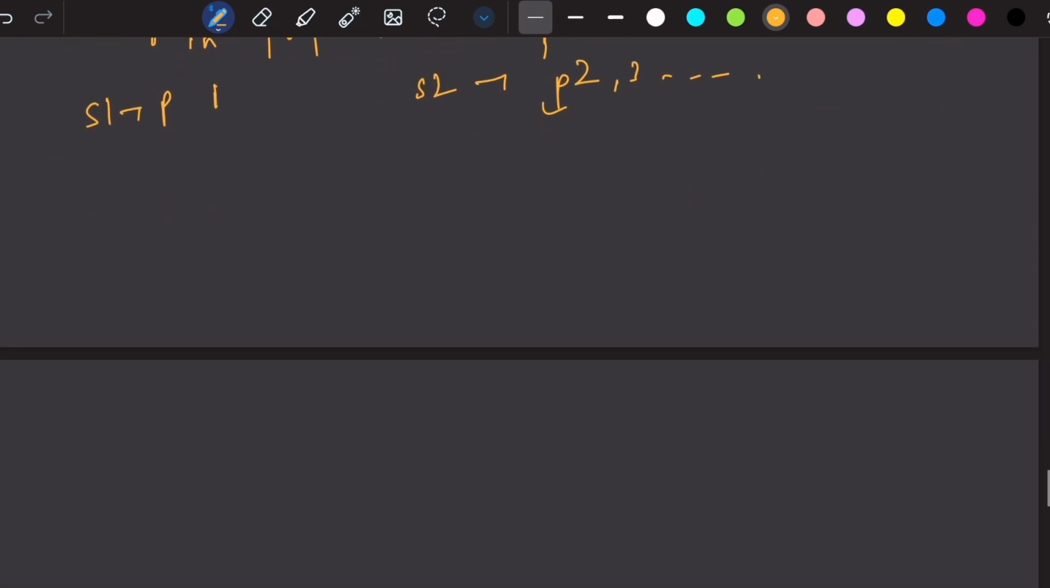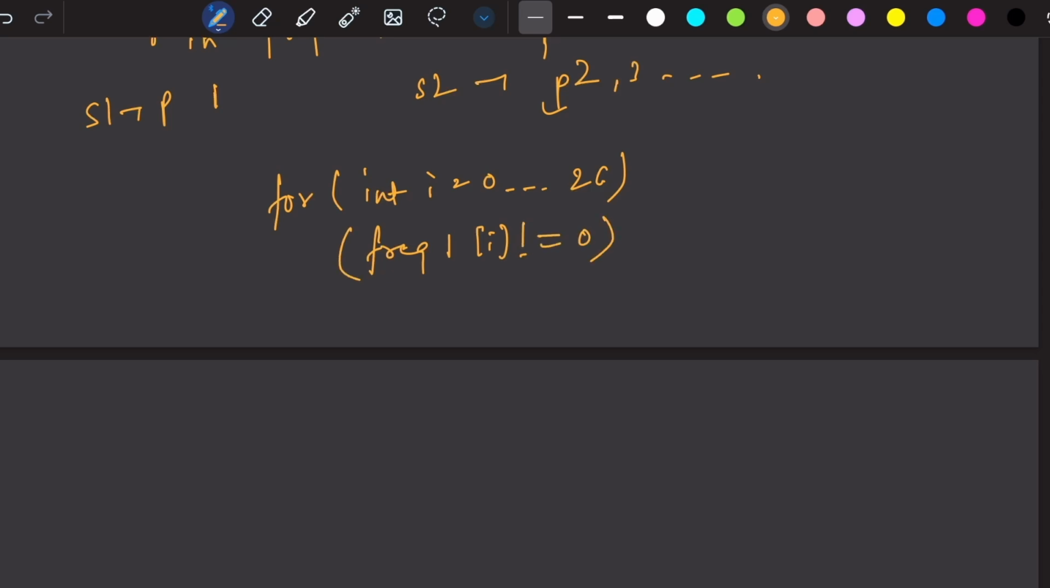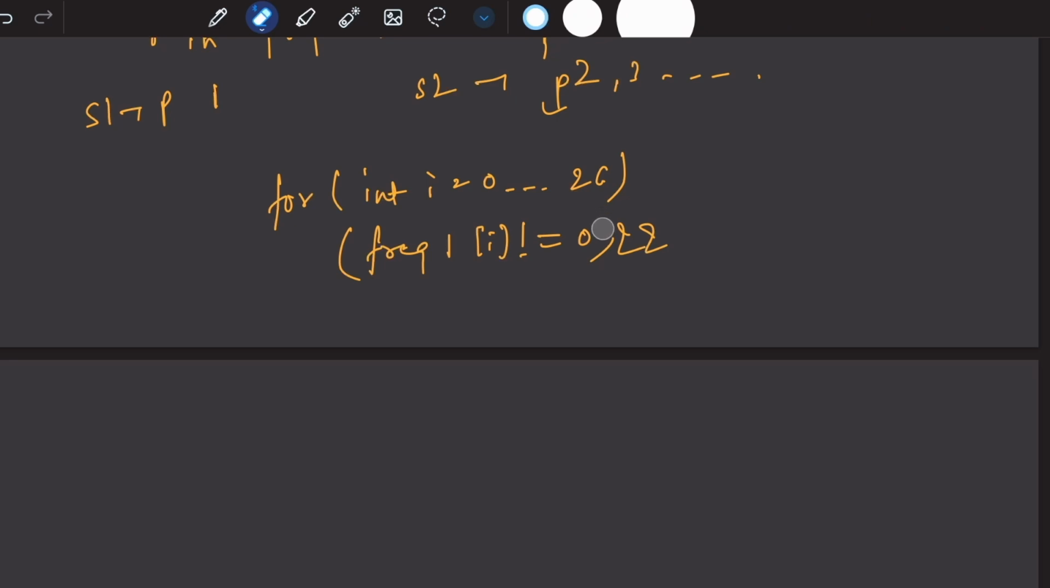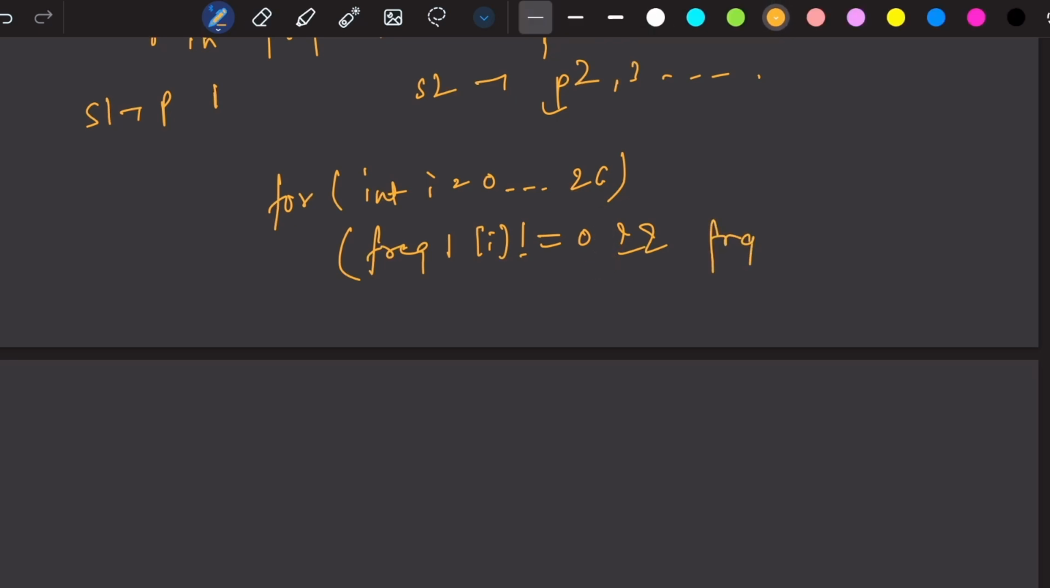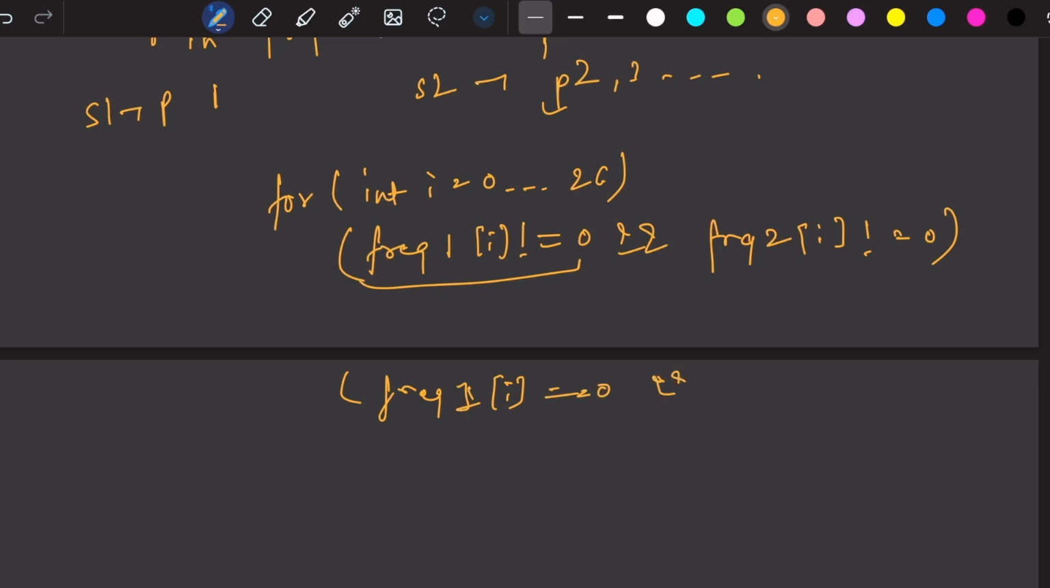So the check should be: we will check for integer I from 0 to 26, frequency 1 of ith should not be equal to 0, and frequency 2 of ith should also not be equal to 0. And if any of them is 0, the other should also be 0. Frequency 1 of I, if it is equal to 0, then the other should also be equal to 0.